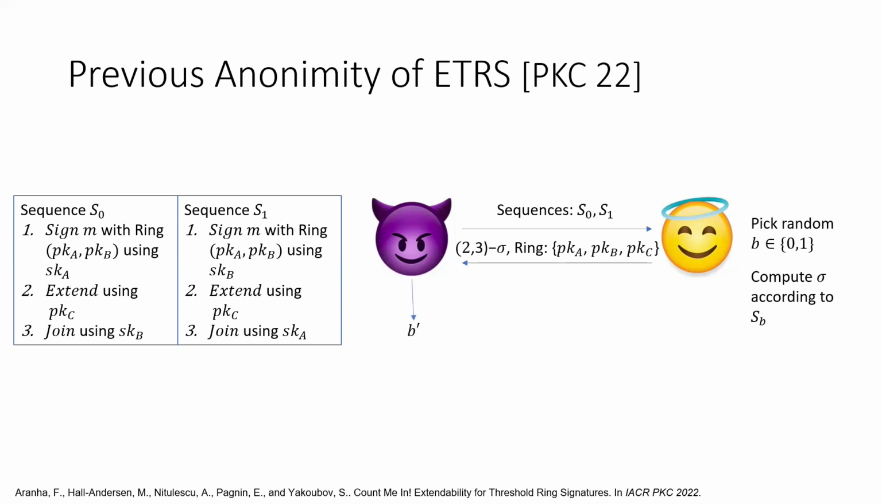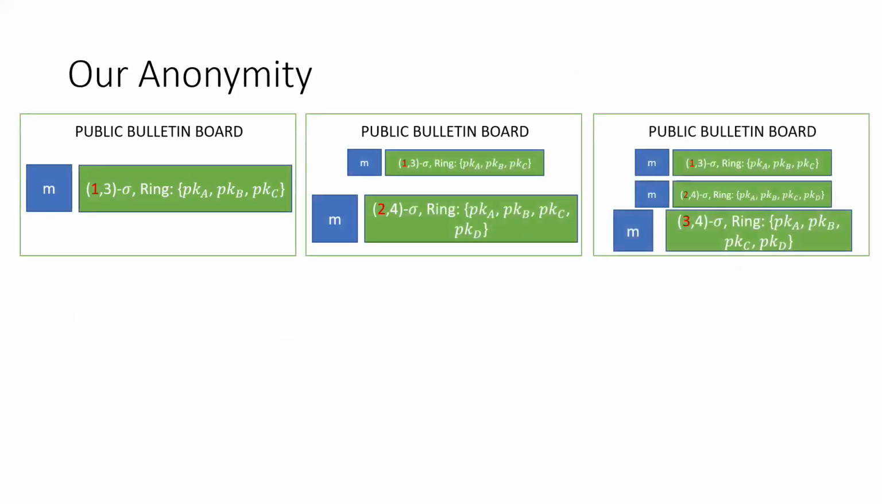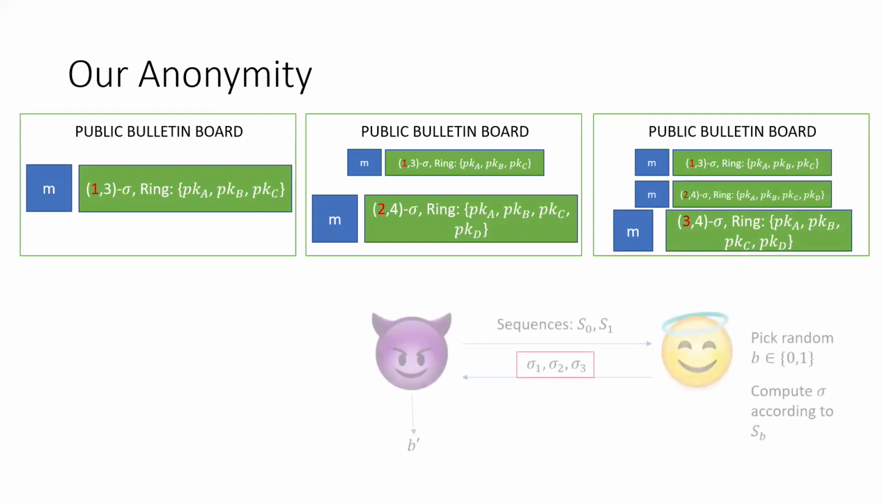Then the adversary will have to guess what was the bit that the challenger picked. We say that the scheme is anonymous if the adversary doesn't do better than guessing at random. If you take a look at the application scenario that I've shown before, this definition doesn't fit it, because the adversary and everybody will see a sequence of signatures. So that's the modification that we make to the definition: we allow the adversary to see more signatures, all the signatures that result from each step of the sequence.